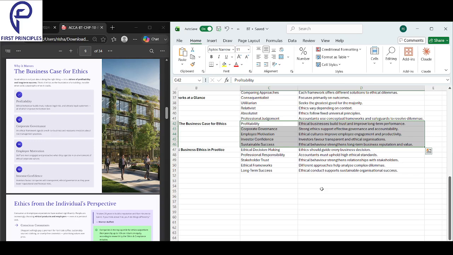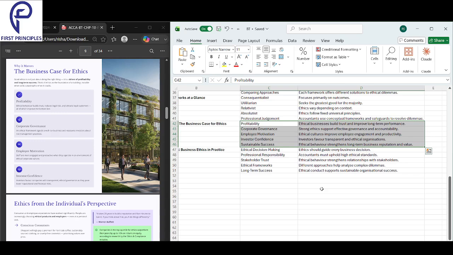Okay, what does ethical behavior do? It strengthens long-term business reputation and value. Investor confidence, investors favor transparent and ethical organizations. Employees will also be motivated in an organization that is ethical. Corporate governance, strong ethics support effective governance.